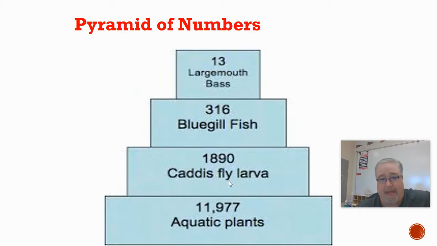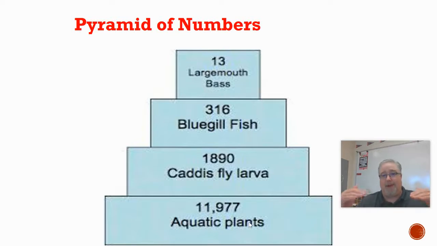Then right above that, you've got your fly larvae, about 1,800, 1,900 or so fly larvae. So there's a considerably lesser amount. Then you've got your bluegills, 316. Then you've got your largemouth bass. So, we're going from producer, primary consumer, secondary, tertiary.